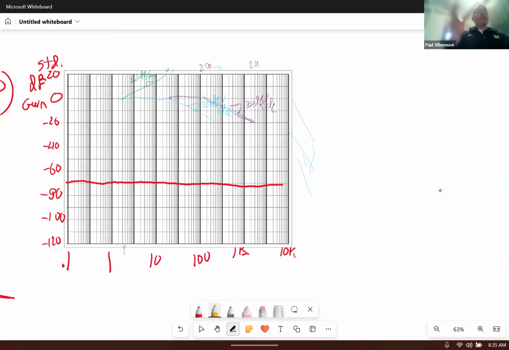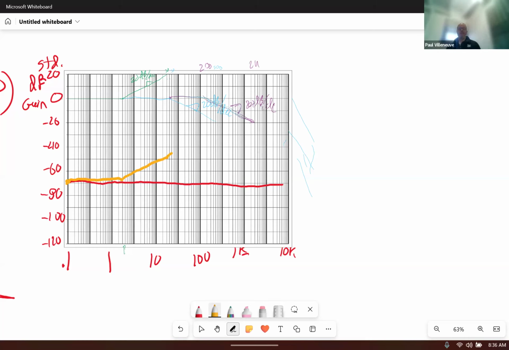So now it's just adding them up. When I start at 0.1 radians per second, I'm right here. Nothing doing. Nothing doing until I get to 3 radians per second. Now I start going up at 20 dB per decade. So I'm going to go up to 30. And I'm going to continue going up until I get to 50.